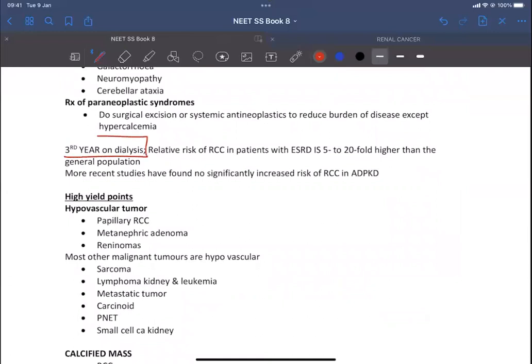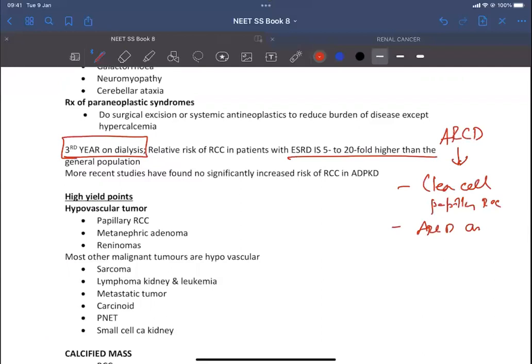So that's what we discussed before. From the third year of dialysis, there is a very high risk for patients to develop RCC. So that is acquired renal cystic disease, which can then progress to a clear cell papillary RCC or a separate ARCD-associated RCC, both of which have very poor prognosis.